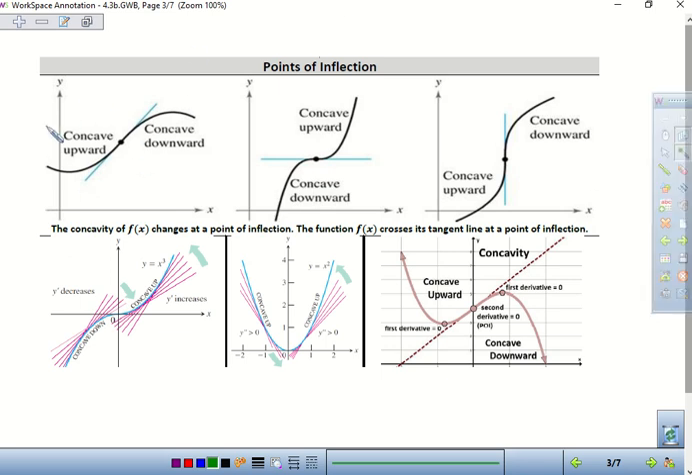Concavity can change where the tangent line switches direction. If we drew a tangent line here, it would be below here but above over here. And then we have this, a horizontal tangent line, where we change from concave downward to concave upward. And what do we call this one? Vertical tangent, where we also switch from concave up to concave down. Here are a few more drawings to show you the tangent lines. Concave up is below, concave down is above.